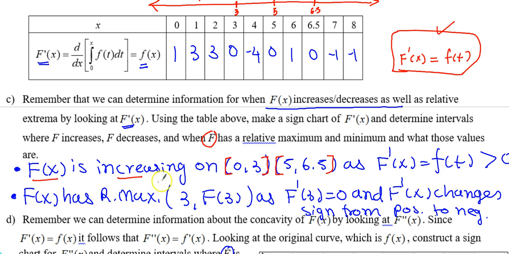You can also write relative minimum. You can also write decreasing. This is the same as the previous unit. The only difference is you are given the derivative graph.